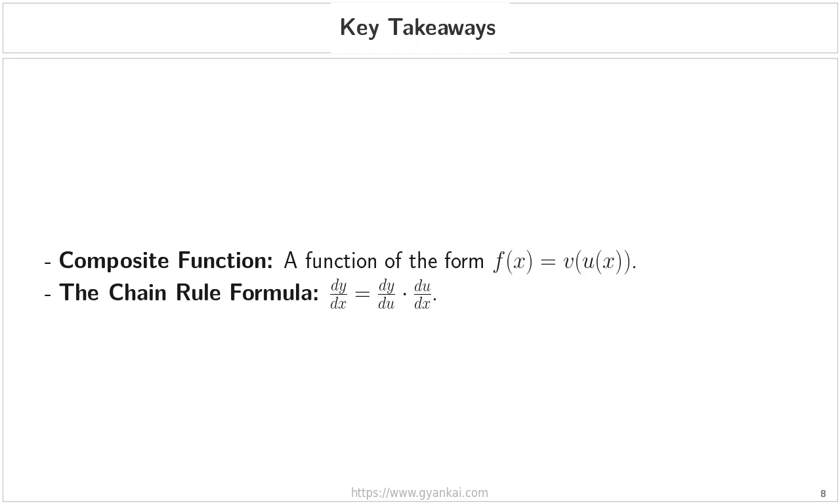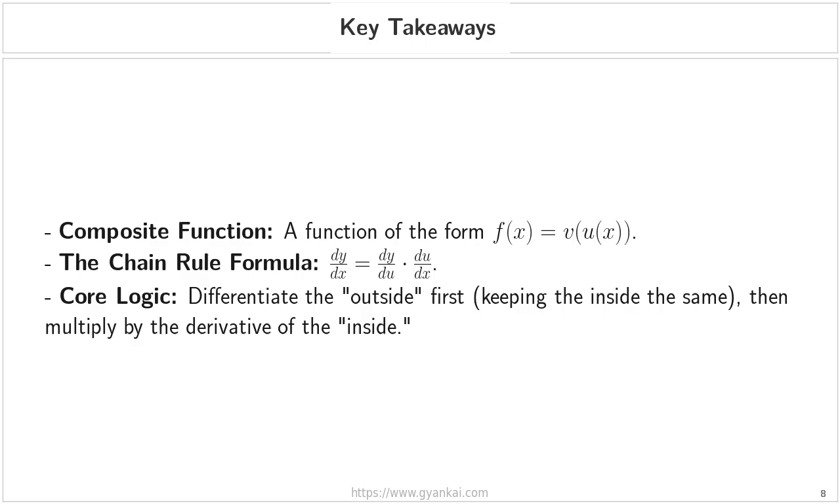This is the mathematical chain that allows us to link the rates of change together, much like the gear system analogy we explored earlier. If you find the formula difficult to memorize, just focus on the core logic we applied in our worked examples. Always differentiate the outside function first, keeping the inside expression exactly as it is, and then multiply that result by the derivative of the inside function. This step-by-step approach is the best way to avoid the common mistakes we just discussed.